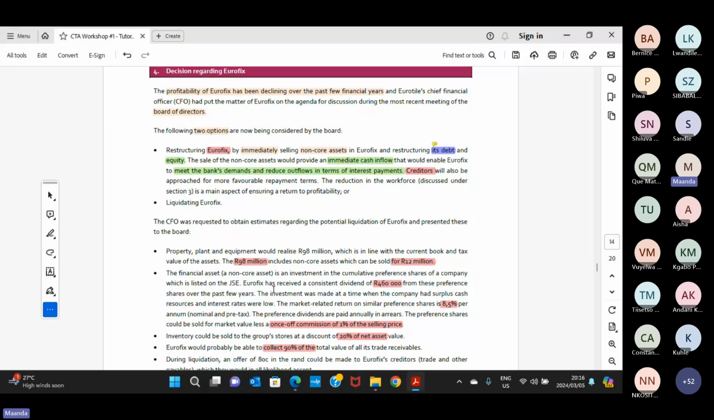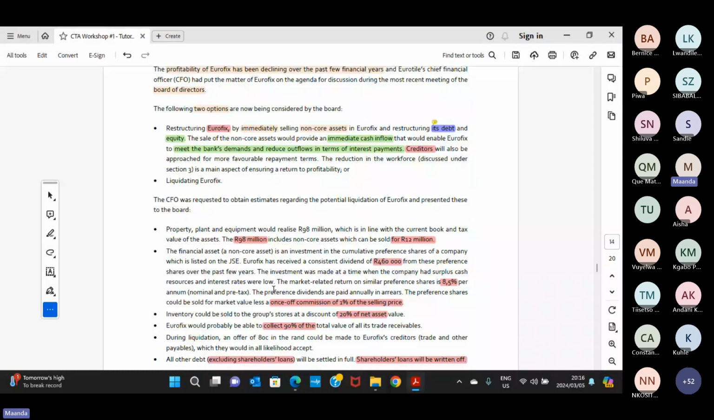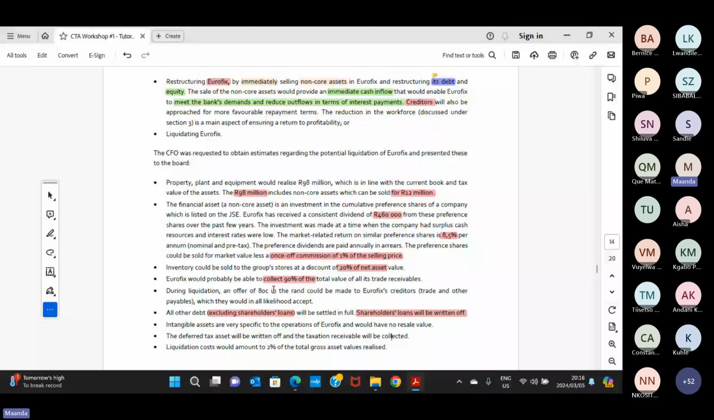So for me, I would have said, liquidating will require a lot of admin, because remember, here we have to find buyers for all our assets. That's the first thing. There we just need to find buyers for our 12 non-core assets only. Here we also need to make sure that we sell off our investment in the JSE as well. We need to make sure that our inventories are being sold. We need to collect our debts. There's a lot of admin and a lot of disruption that we need to do.